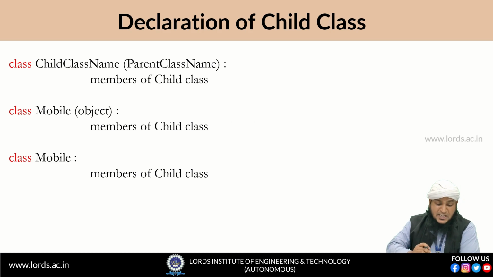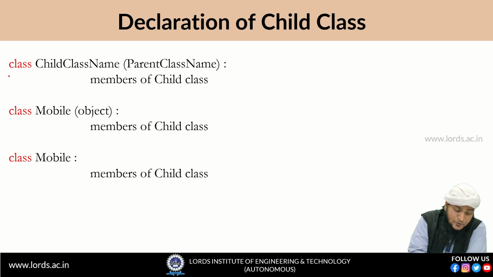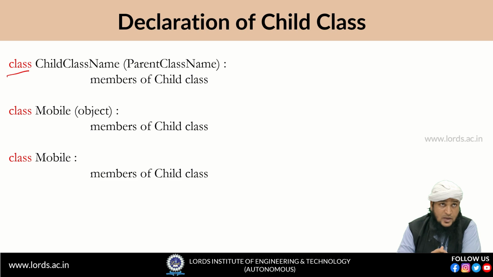The very first thing is the declaration of a child class, which is also part of single inheritance. How can we declare it? In Python, it is very simple. We have to use the keyword class. We are bound to use that keyword because we need to follow that syntax.